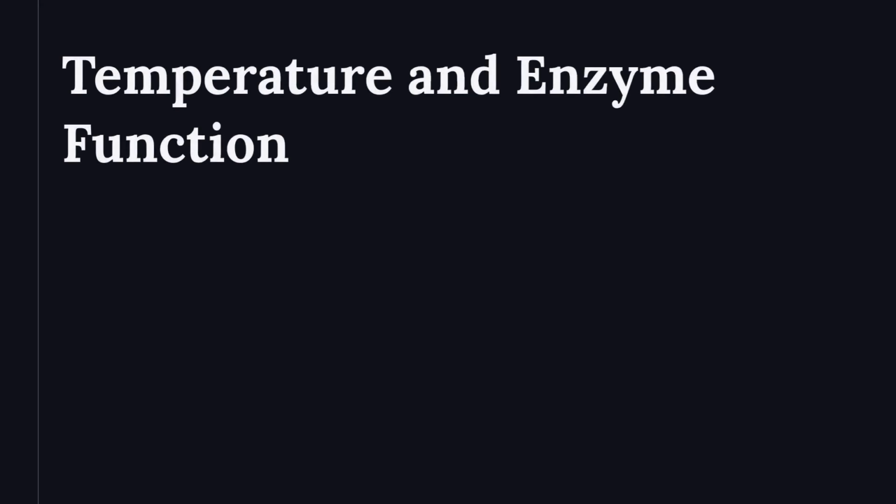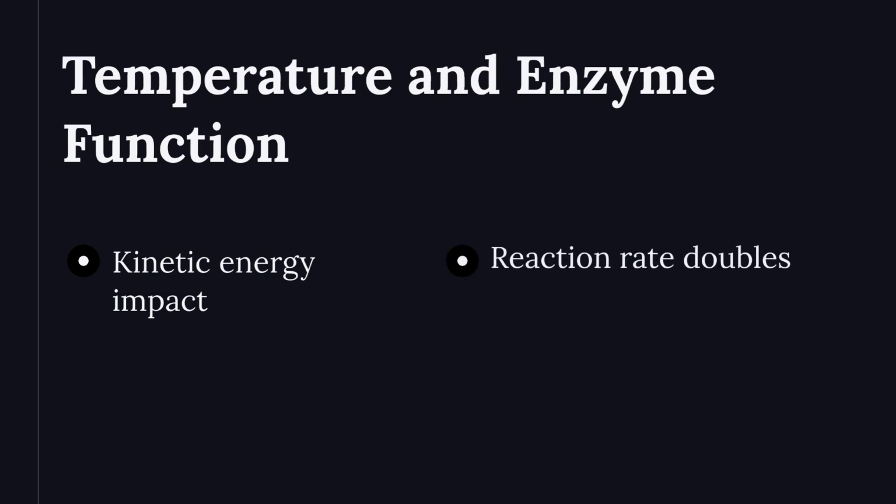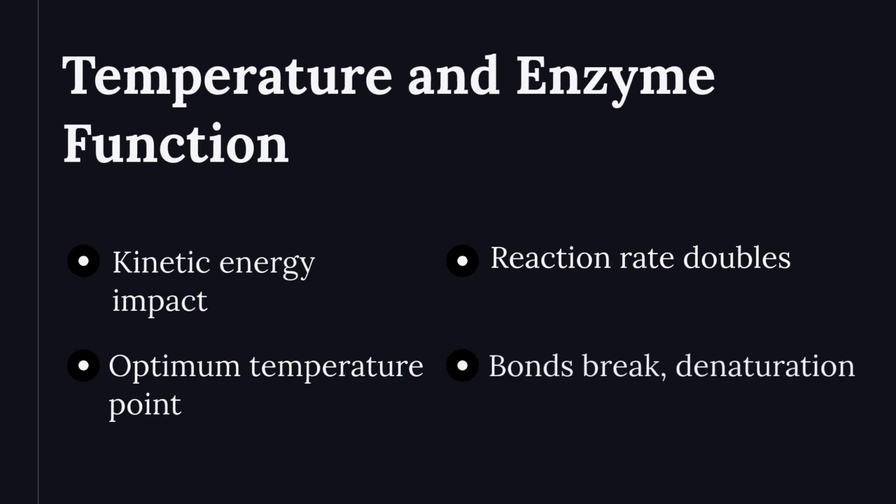Temperature affects enzyme function by altering kinetic energy. Within a moderate range, reaction rate doubles for every 10 degrees increase. Each enzyme has an optimum temperature. Beyond this, bonds break, leading to denaturation. This understanding is crucial for controlling enzyme activity.